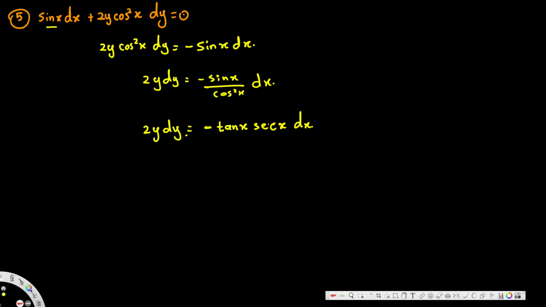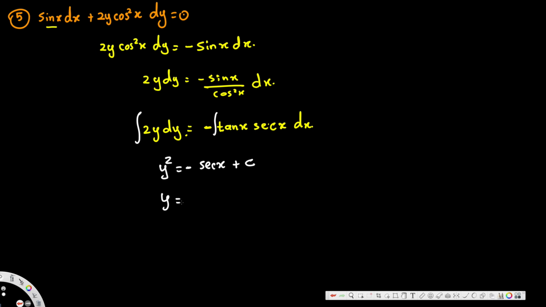Now here we have 2y dy, and here we have all the x terms. We just have to integrate both sides. If you integrate 2y dy, this is going to be 2y square divided by 2, so the 2 cancels, and we will get y square on this side. On the other side, if you integrate tan x sec x, that's going to end up with sec x, because the derivative of sec x is tan x sec x. So if you integrate tan x sec x, that's going to be sec x, so minus sec x plus a constant.